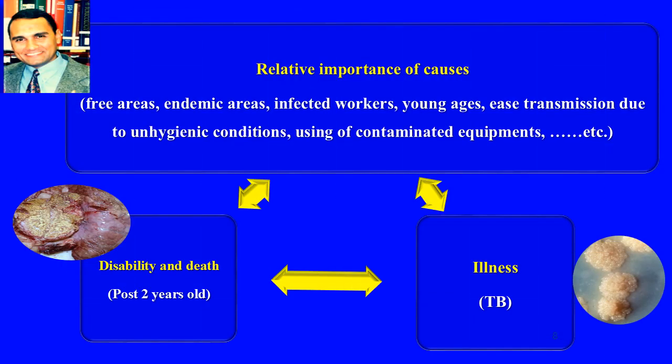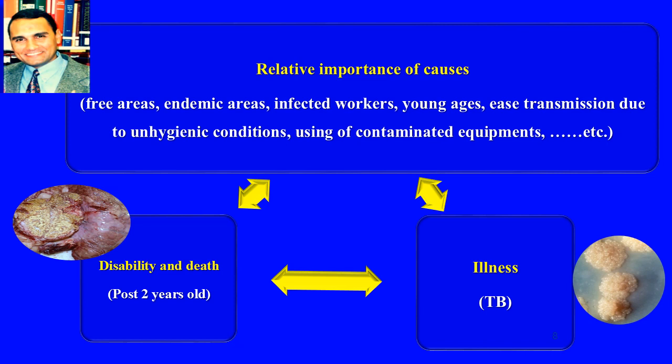This example clarifies the relative importance of causes: free areas, endemic areas, infected workers, young ages, and ease of transmission due to unhygienic conditions, use of contaminated equipment, and so on. These unhygienic conditions will act as a source of transmission of tuberculosis. So, the actual and potential health problem in the community we discuss is tuberculosis.